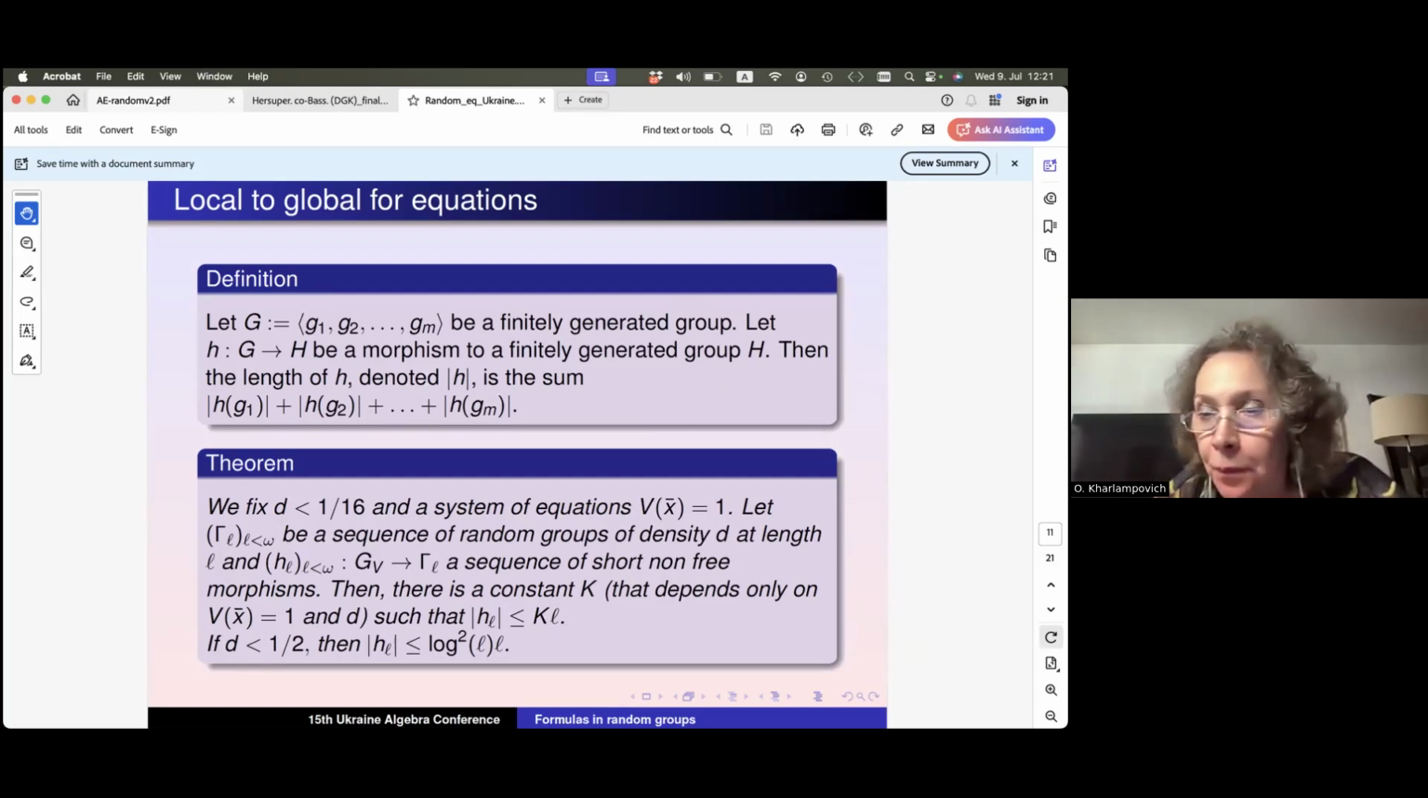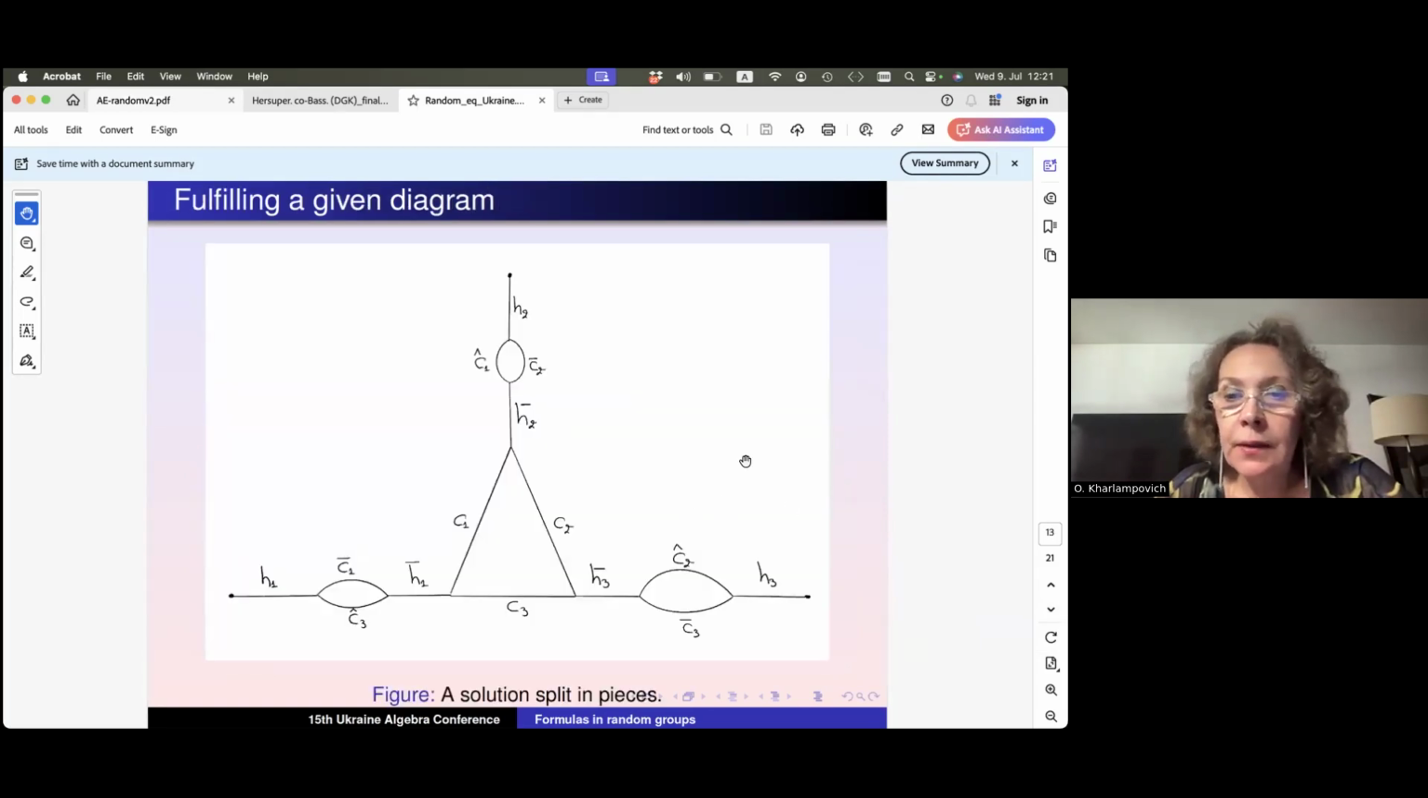That's another good question. Let me just jump here for a minute. Suppose we have an equation x, y, z equals 1. Suppose we have a solution of this equation. Then we can write x on one side of a triangle, y on the other side of the triangle, and z here. So then there exists a diagram, which we can think of as a geodesic triangle in the group with sides labeled x, y, z.